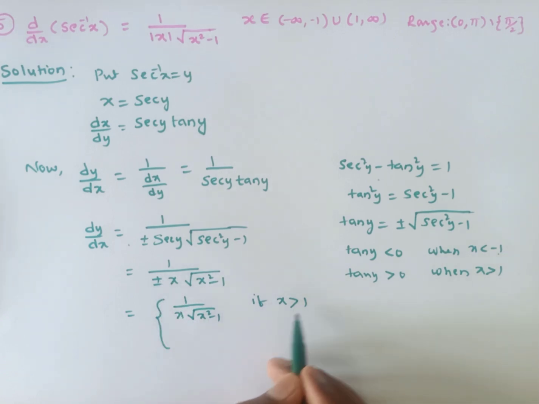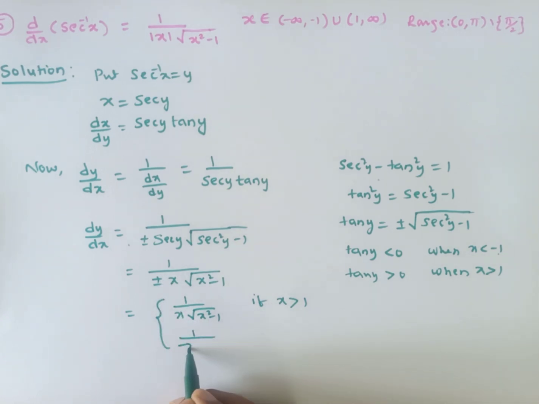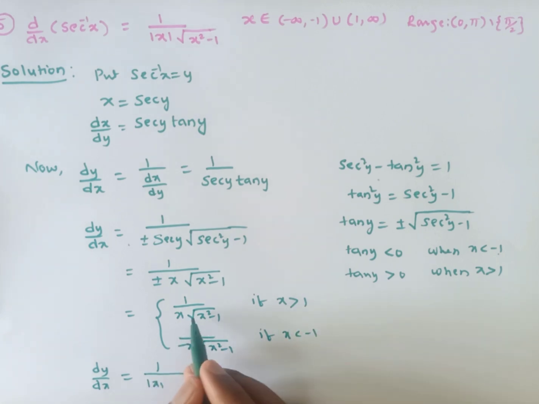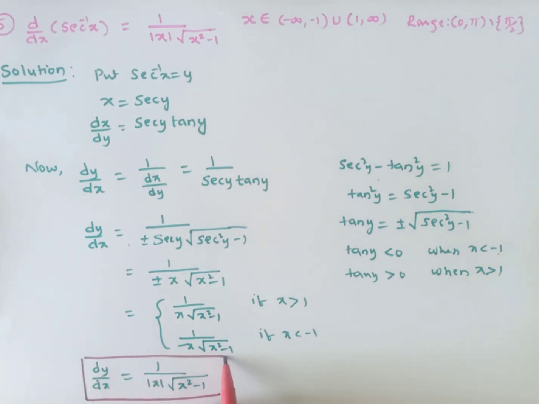This is plus when x is greater than 1. So this is 1 divided by minus x root of x square minus 1 if x is less than minus 1. But finally, since it is plus or minus, we can simply write it as 1 divided by modulus of x. When x is positive it is positive, and when x is negative it becomes positive too. If you take x as minus 2, then minus of minus 2 is positive only. So simply you can express x and minus x as mod x. Therefore the derivative of this function is 1 by mod x into root of x square minus 1.